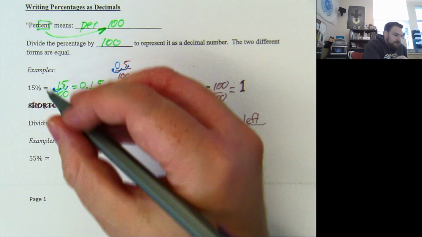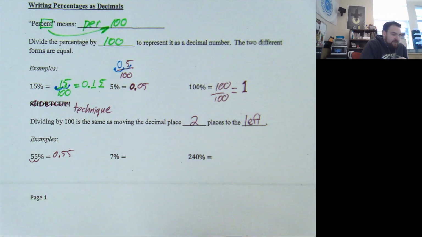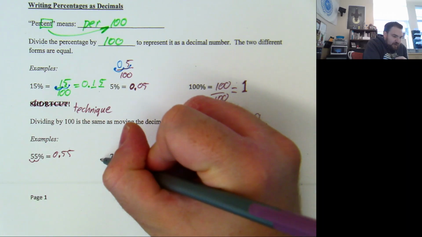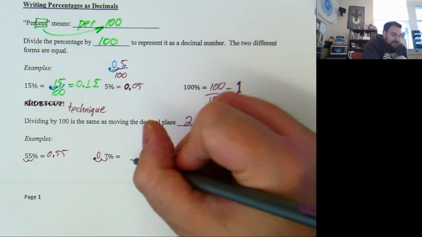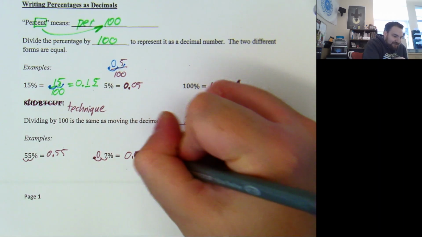So examples are, if you can get a handle on this, it's nice and easy. 55% is just going to be 0.55. 7% is just going to be, well, there's my decimal, 1, 2. I fill in the hole with a 0. That's just going to be 0.7. Aha, 0.07.